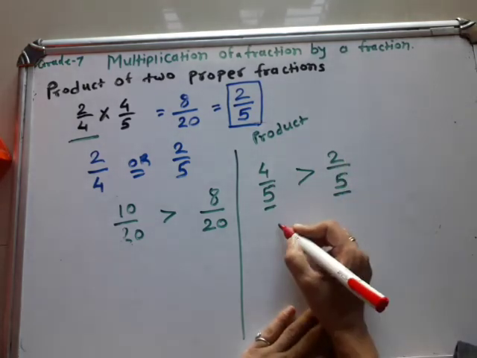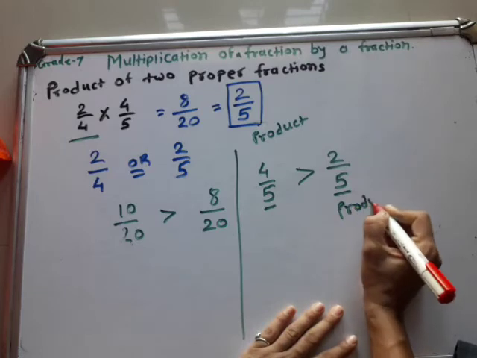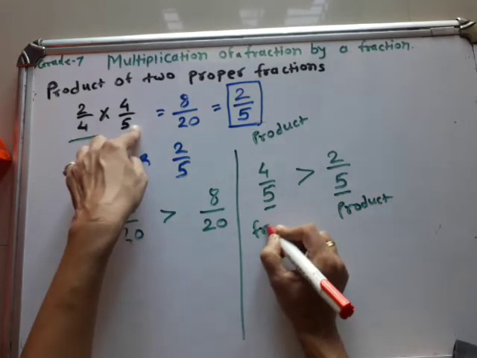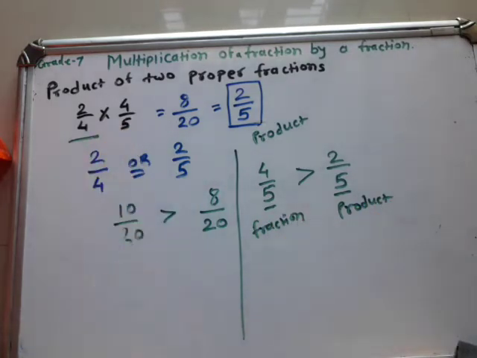So, this is the product and this is the question fraction. Okay, so here we write: the product is less than each of the fractions. Okay, did you understand?